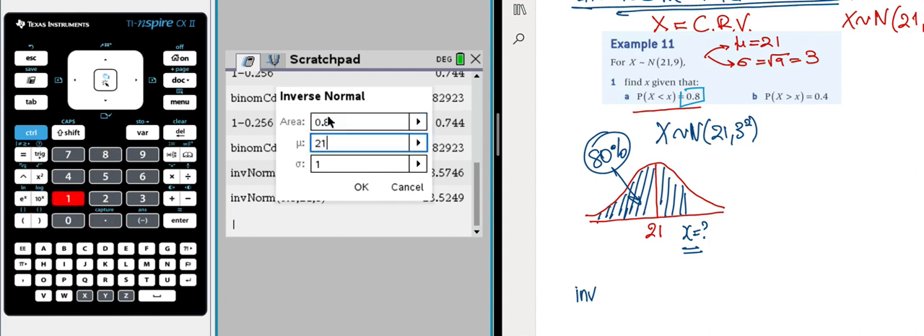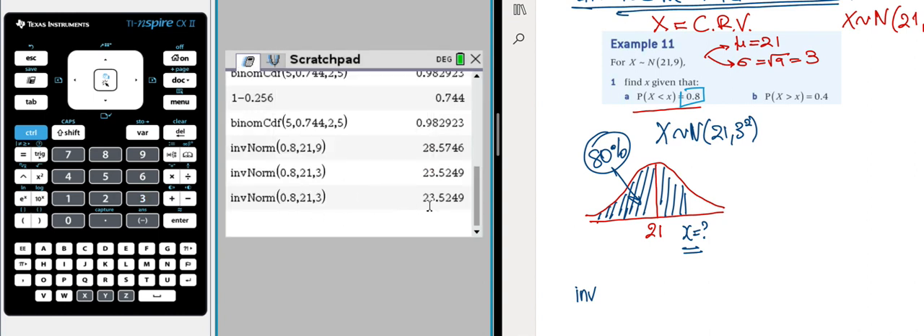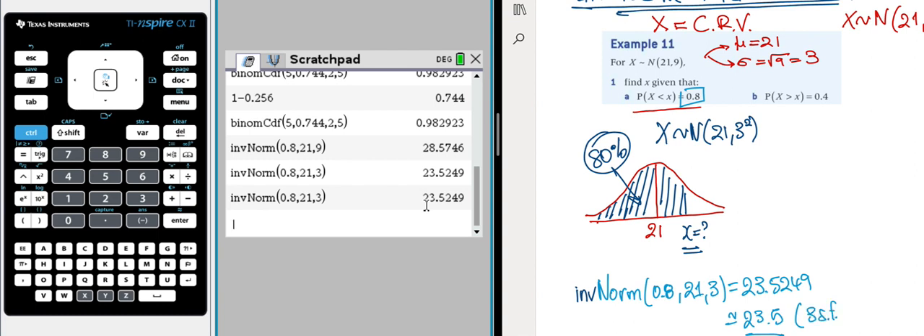Then the mean is going to be 21, which is the mean that we're working with. Then the standard deviation is going to be 3, because 3 squared gives you 9. We discussed all of those things. Press OK. That will give you the answer, which is 23.5249. So that gives me that value of x. Let's write down what we put into the calculator, because that's part of your working out. Otherwise, we won't know what parameters you've used. I would write everything that I see in my calculator and then round it to 3 significant figures, 23.5, and 3SF right next to it, and that would be the end of it.